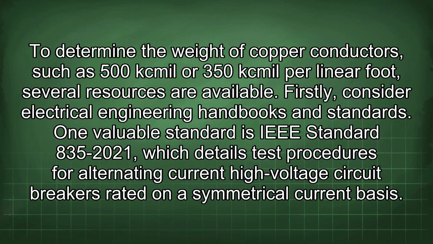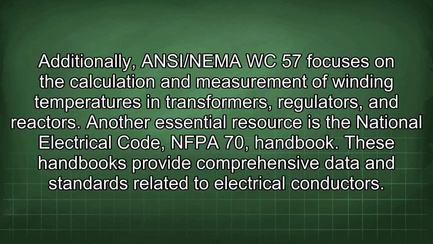835-2021, which details test procedures for alternating current high-voltage circuit breakers rated on a symmetrical current basis. Additionally, ANSI/NEMA WC57 focuses on the calculation and measurement of winding temperatures in transformers, regulators, and reactors. Another essential resource is the National Electrical Code, NFPA 70 handbook. These handbooks provide comprehensive data and standards related to electrical conductors.